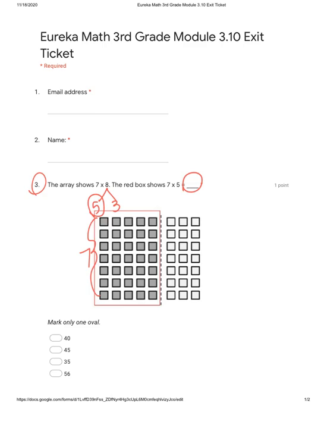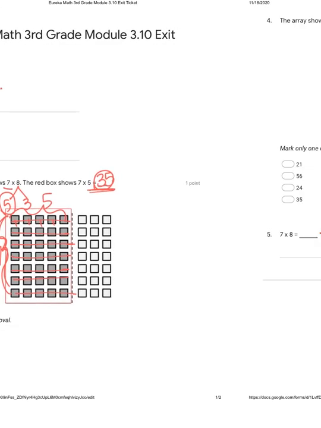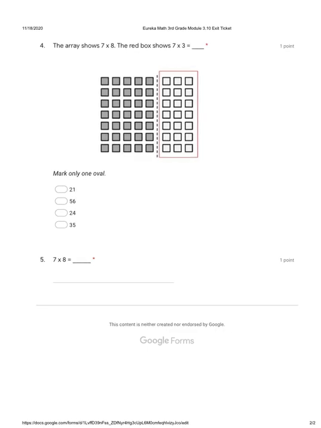So 7 stays the same. We have 7. And then at the top of this red box, we have 1, 2, 3, 4, 5. So this array is 7 times 5. Now if we counted by 5s, we can find the answer. Ready? 5, 10, 15, 20, 25, 30, 35. 7 times 5 is 35. So our answer, 35. Now let's look at our next problem, which is the other side of our array.